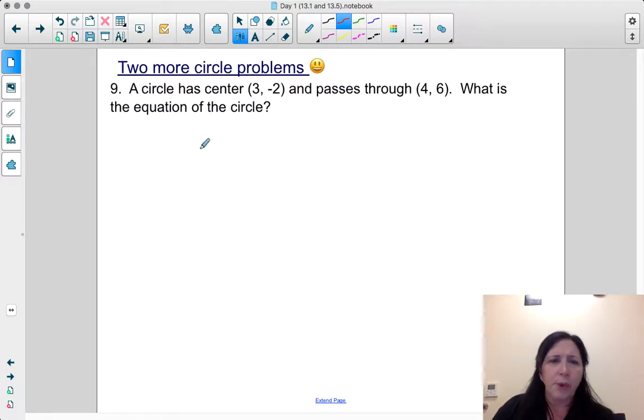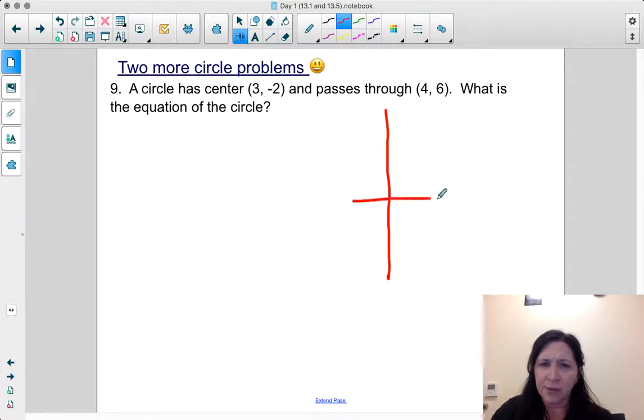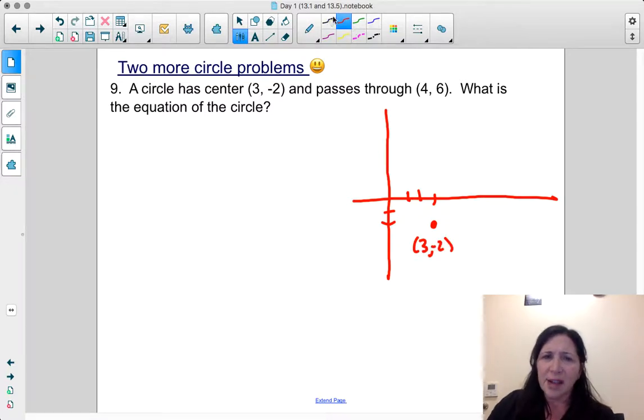Two more circle problems. So let's draw this first one. It says the circle has a center at (3, -2). So over 1, 2, 3, negative 2. So here's my center of my circle. Okay, it's (3, -2). It says that it passes through the point (4, 6).